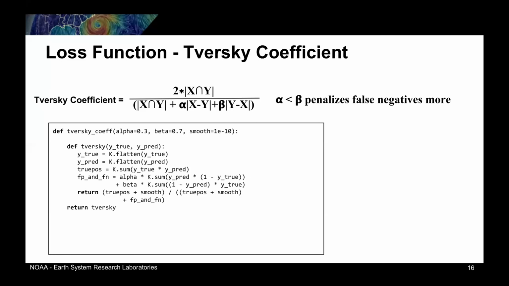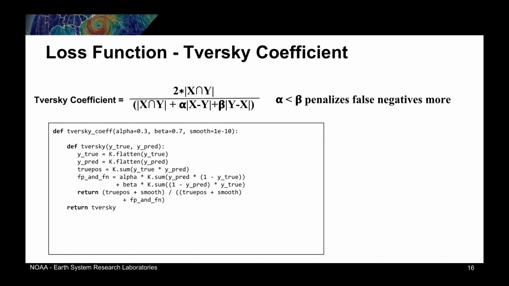So moving to the next slide, slide 16, there's another loss function we can use called Tversky coefficient here. Tversky coefficient is a way of weighting a particular value more than others. In this case, we're going to penalize our false negatives more.